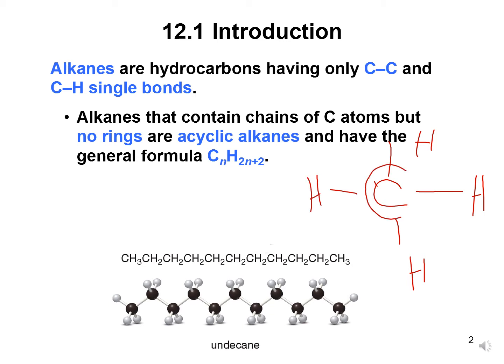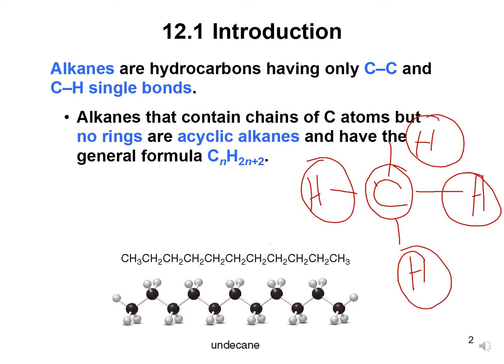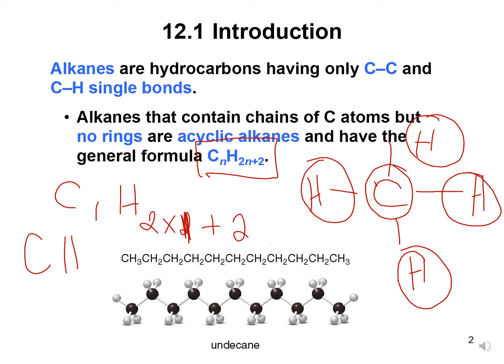They have the formula one carbon, four hydrogens, which fits the formula CnH2n+2. So you have one carbon, and then 2 times 1 plus 2, a total of 4. So CH4 is methane.